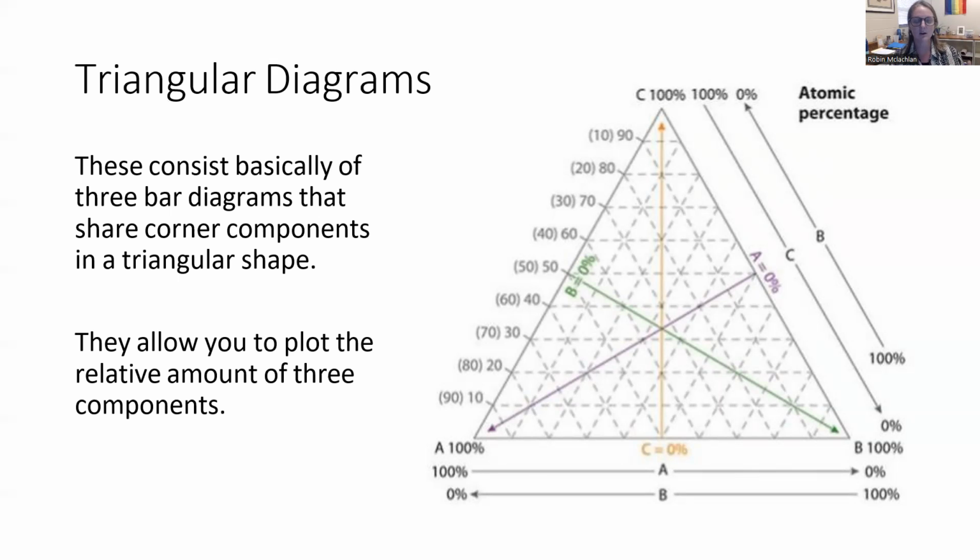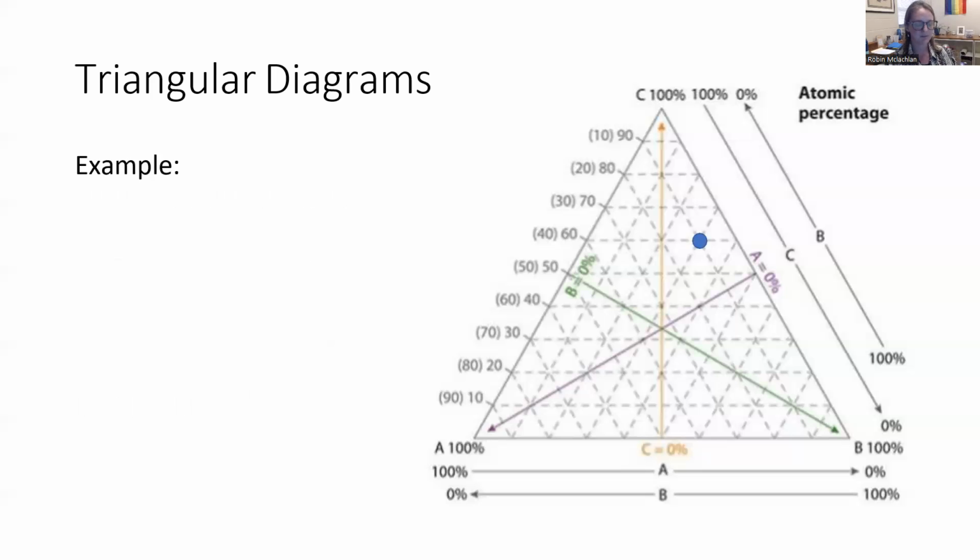Triangular diagrams are very, very similar, but now there are three axes. There's an X, a Y, and a Z, or an A, a B, and a C. So you're allowed to plot the relative amount of three components in one material: how much A, how much B, how much C goes into this material.